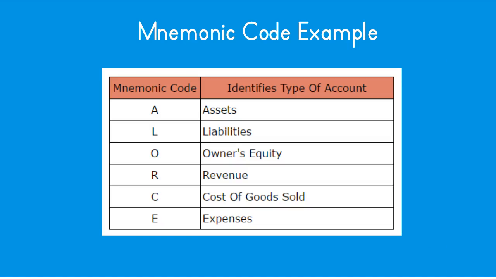What does the first character of our code tell us? Hopefully, you said the type of account. A, asset. L, liability. O, owner's equity. R, revenue. C, cost of goods sold. E, expenses.